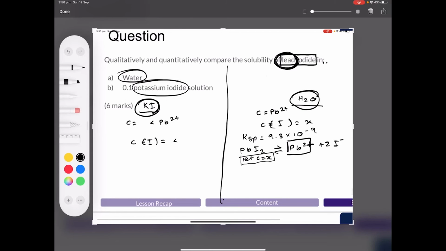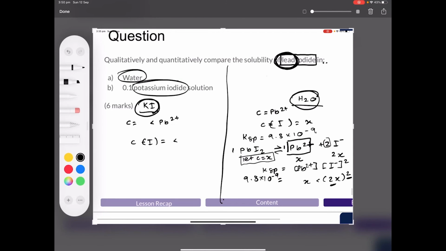We're going to assume the concentration of PbI2 is X, and that would make the concentration of Pb2+ also X because of the 1-to-1 ratio, and the iodide ion would be 2X. Then we just sub that in. KSP is lead ion concentration times iodide ion concentration squared because of the 2, and that's equal to X times (2X) squared. You know you're on the right track when the number inside and outside the bracket is equal. Can someone tell me what X is equal to and what that means?